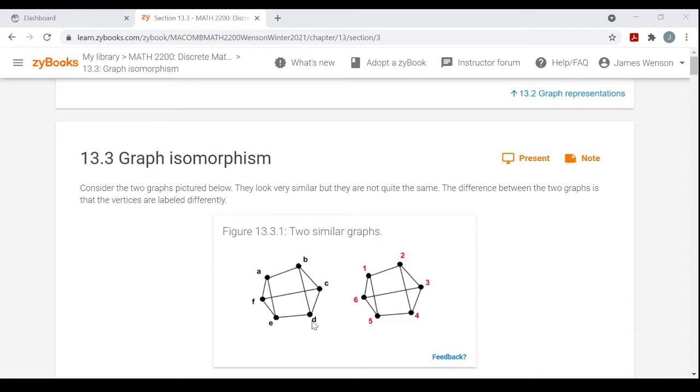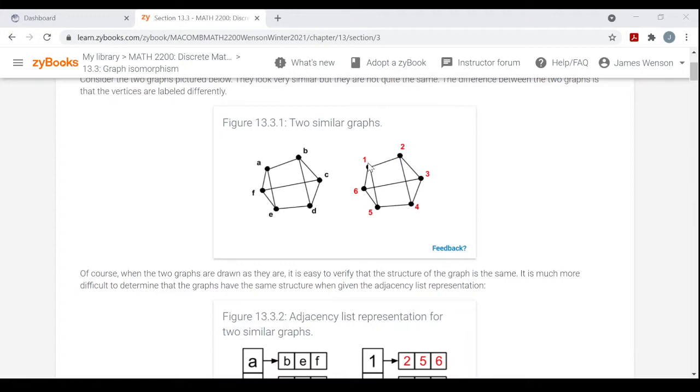The left graph has vertex set A, B, C, D, E, F, whereas the right graph has vertex set 1, 2, 3, 4, 5, 6. So they're very similar because they have the same structure. But again, they're not called equal graphs or the same graph because of the different labelings of the vertices. Now I could easily relabel 1, 2, 3, 4, 5, 6 as A, B, C, D, E, F going clockwise, and then they'd be the exact same graph.